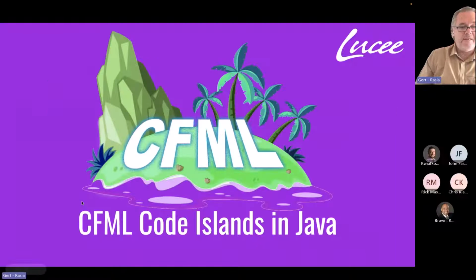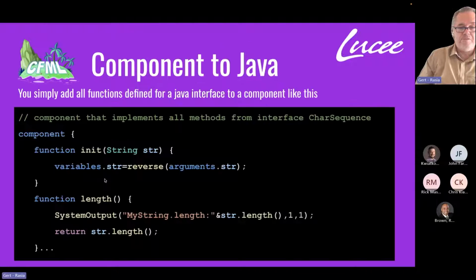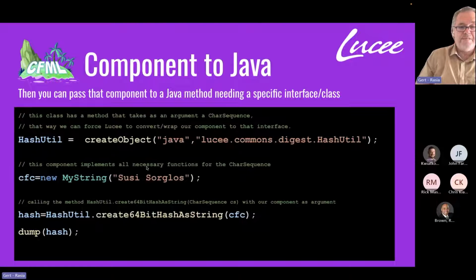Oh, hang on, I'm going too fast. So you create a hash util, and the hash util is written in Java, so it's a Java object. Then you can just pass the CFC to the hash util as something that is usable in Java, and then you can just dump it. So this is all CFML code.